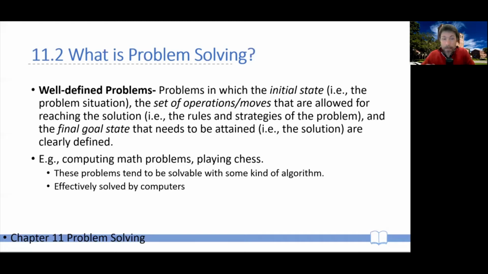Now, a couple examples of these types of problems might be computing an algebra or a mathematical problem. Playing chess is another such example. And these types of problems tend to be solvable through the use of some kind of algorithm. You can just apply the algorithm and go from the initial situation to the solution. And indeed, computers tend to be very good at solving this kind of problem. You might remember when we began this class, we spoke about how certain problems like playing chess are effectively solved by computers, whereas other problems that are not as well defined tend to be easier for us to do, but much harder for computers.